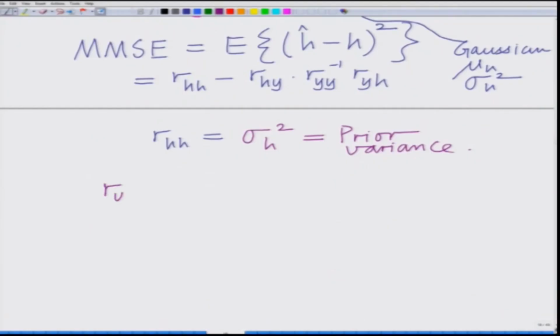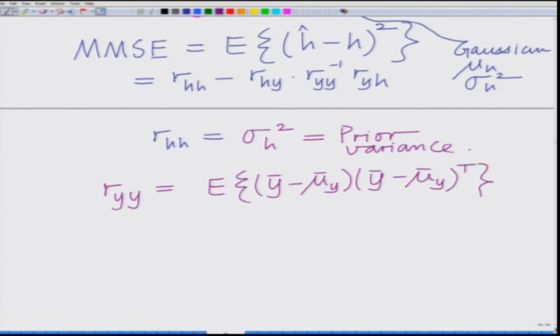Similarly, we have also derived these quantities and you can recall them. R_YY is equal to the expected value of (y bar minus mu bar y) times (y bar minus mu bar y) transpose, and this quantity is equal to sigma_h square times x bar x bar transpose plus sigma square times the identity matrix. This is something that we have already derived.